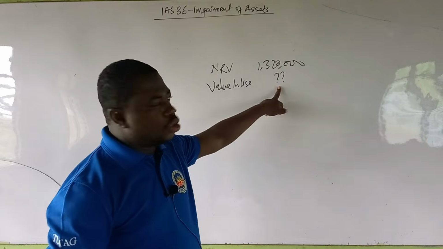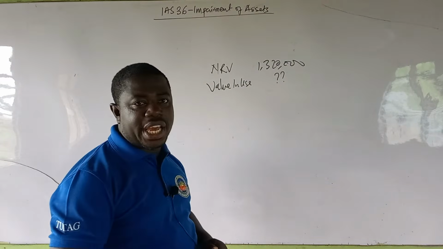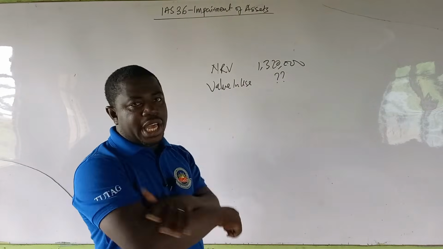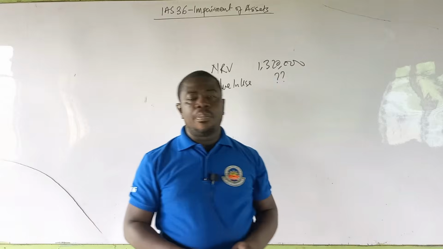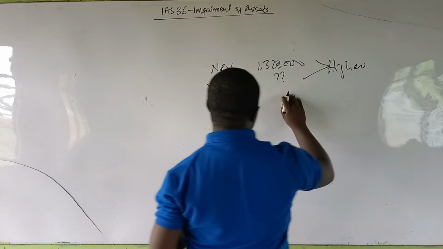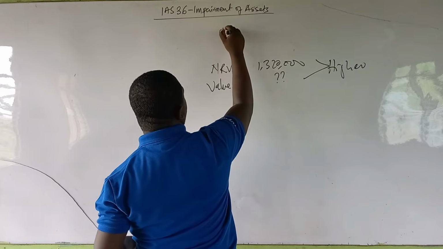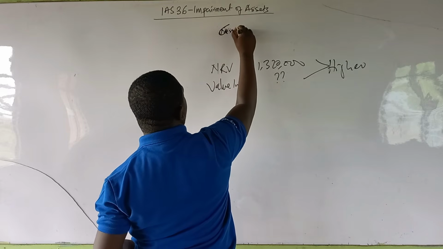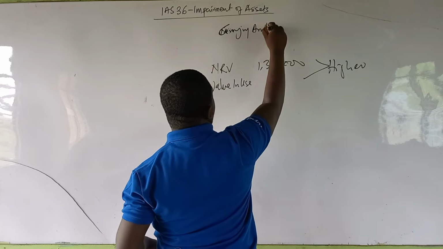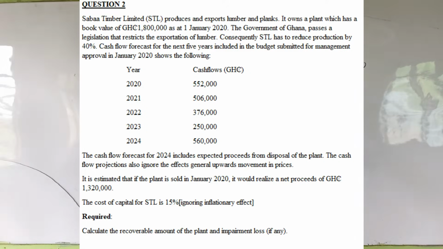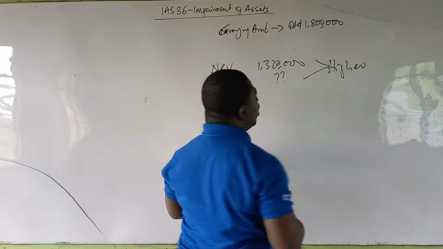And once we have the value in use, we compare the value in use to the net realizable value, or the fair value, which is less cost to sell. And the higher of the two becomes the recoverable amount. Then we can compare the higher of these two to the carrying amount of the asset, or the net book value. And the carrying amount of the asset has been given to us in the question as 1.8 million. So this is the carrying amount of the asset.